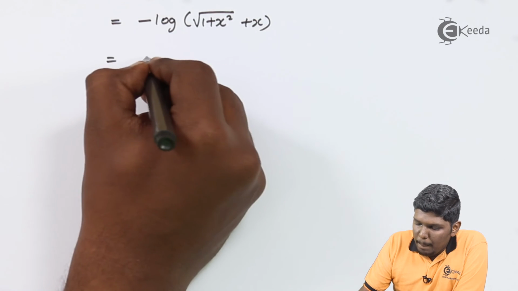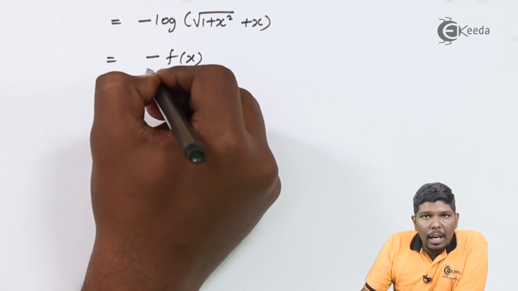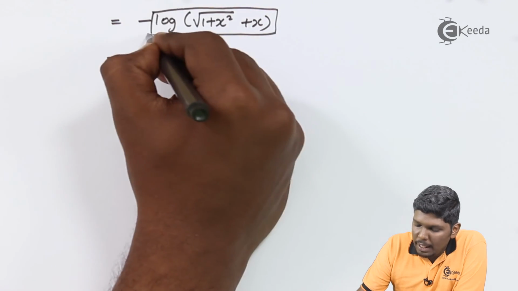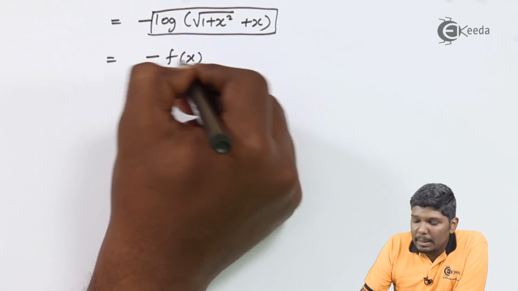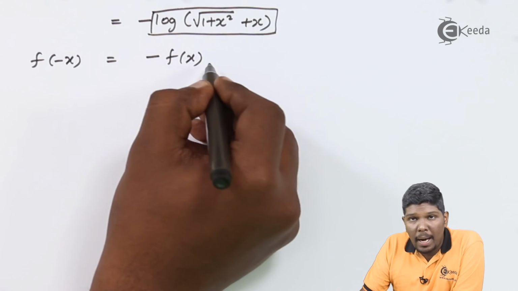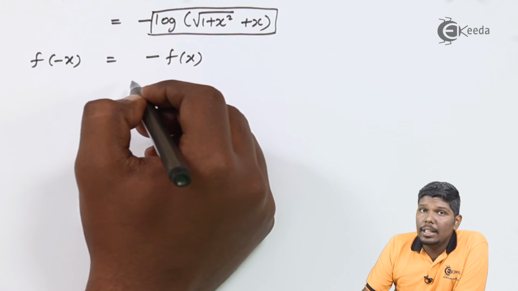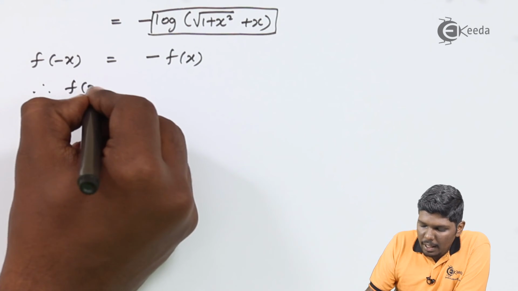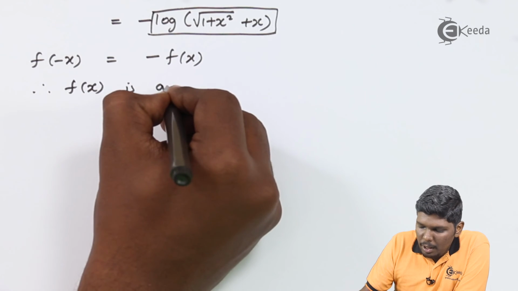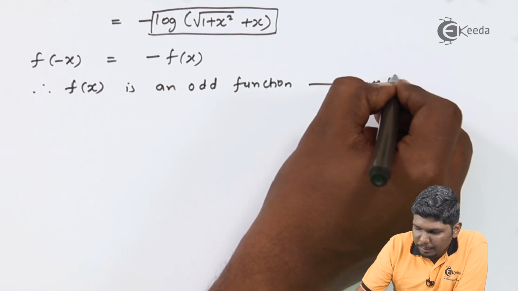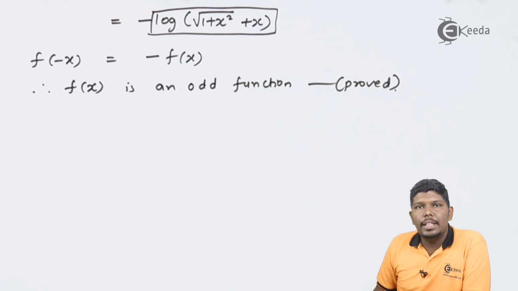That is nothing but minus f of x. If you check the earlier part, this was our main function f of x, and what we got is minus f of x. So solving f of minus x, we got minus f of x. It means the condition for an odd function is satisfied. Therefore, we can say f of x is an odd function. Proved. I hope friends you understood this video.